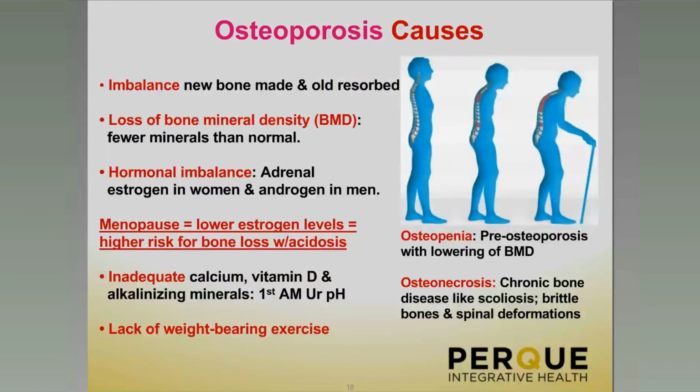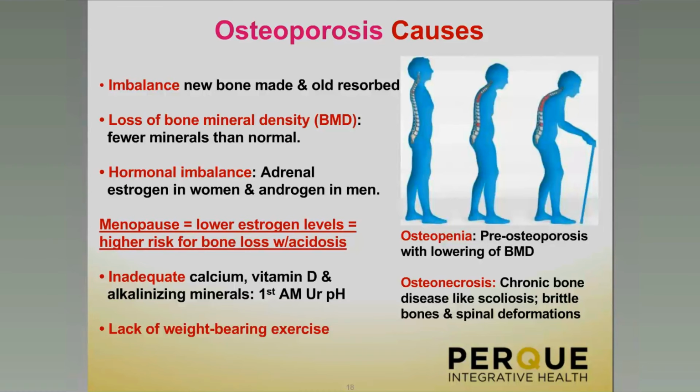So osteoporosis has causes. The causes have to do with an imbalance between new bone made and old bone resorbed. Osteoporosis causes have to do with loss of bone mineral density. BMD is the abbreviation for bone mineral density. Fewer minerals than normal, meaning low bone mineral density. A hormonal imbalance like adrenal estrogen in women and androgens in both women and men. So healthy estrogens make healthy bone, unhealthy estrogens the opposite. Healthy androgens in both men and women help make healthy bone, unhealthy androgens do not.